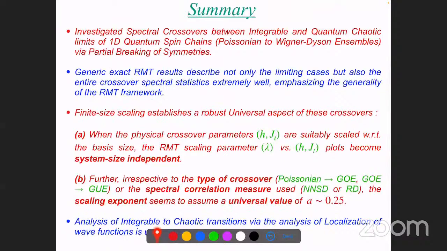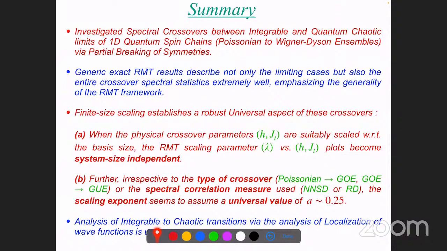So without further ado, I'll just go to the conclusions. We have studied crossovers between integrable and quantum chaotic limits of 1D spin chains, so basically between Poissonian to the Wigner-Dyson ensembles via partial breaking of symmetries in the physical model, and then traced them via the RMT crossovers. And these match exceptionally well, which shows the generality of the RMT framework. But more importantly, we find that there is a very nice scaling of the physical parameter with respect to the basis size that renders the plot of lambda versus the physical parameters system size independent.